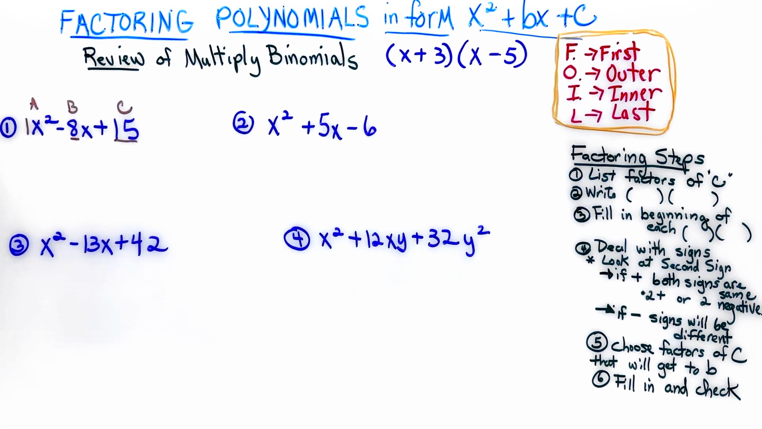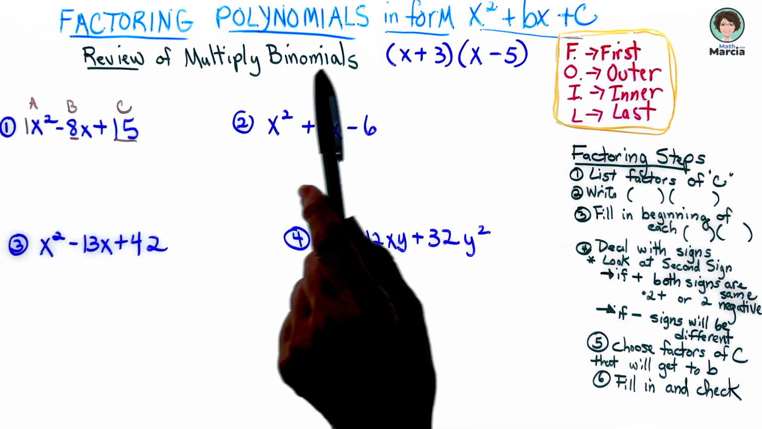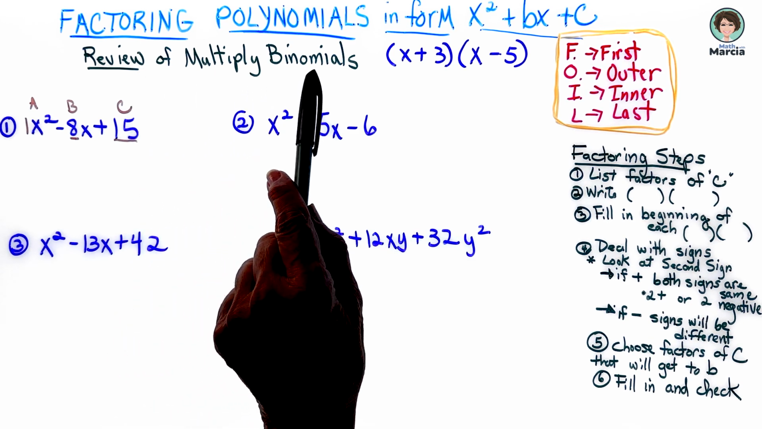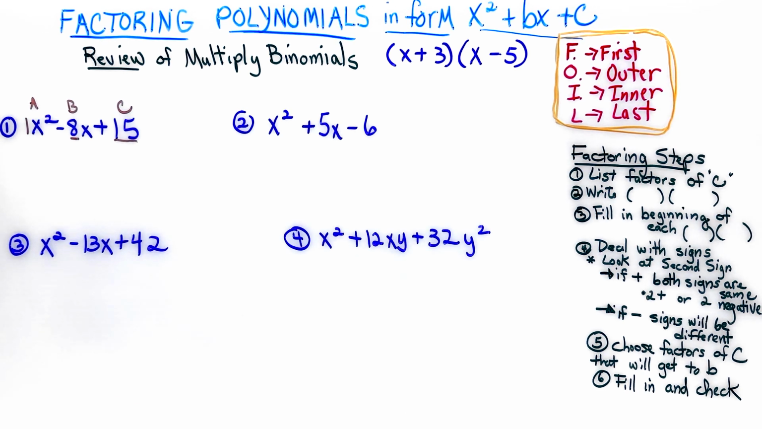In this lesson, we will be factoring polynomials in the form x squared plus bx plus c. But first, let's review multiplying binomials because it's actually the reverse process. So remember, we have the FOIL method.